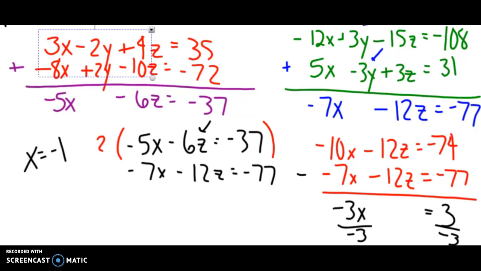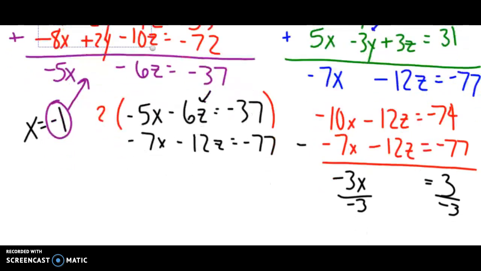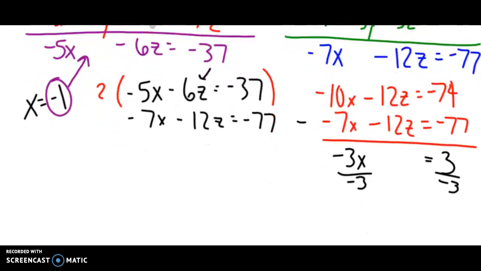We know x is negative 1. Now what I can do is I can take this negative 1 and I'm going to plug it into one of my equations with an x and a z in it. That way I can find out what z is. So let's make our lives easy and let's pick this purple one right here. Okay? And so I put negative 1 in for x. So negative 5 times negative 1 is a positive 5 minus 6z is equal to negative 37.